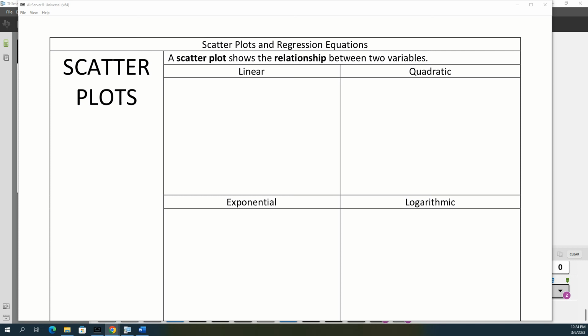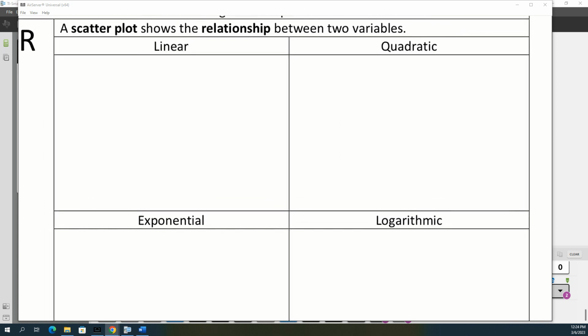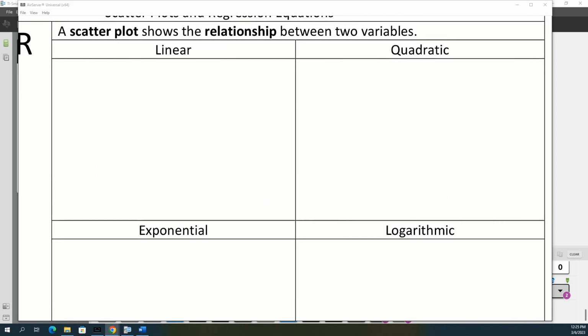Okay, so we're going to talk about scatter plots and regression equations. We're going to start with scatter plots. Scatter plots are just graphs that graph ordered pairs. There's a bunch of little dots, and they can form like four different relationships. Actually, there's more than four, but there's only four we're going to focus on in Algebra 2.